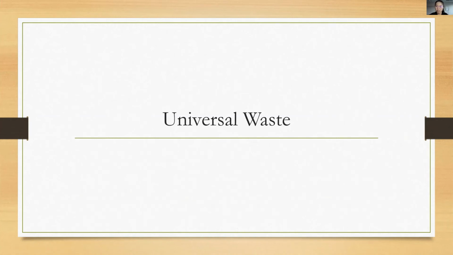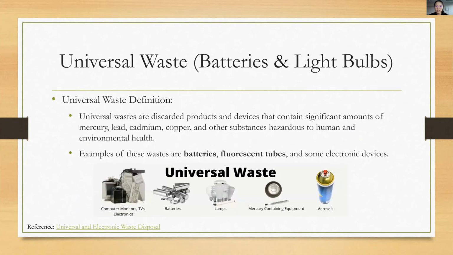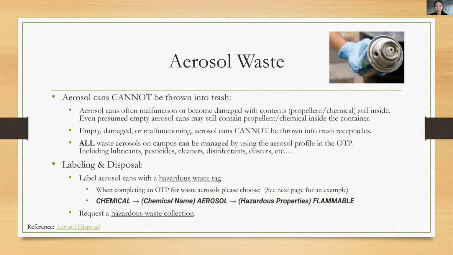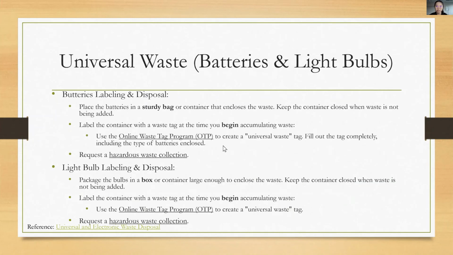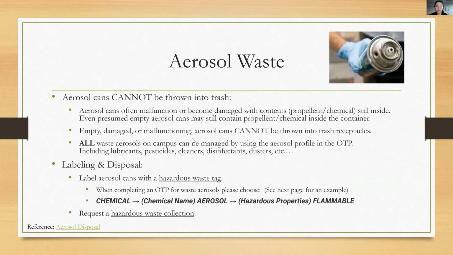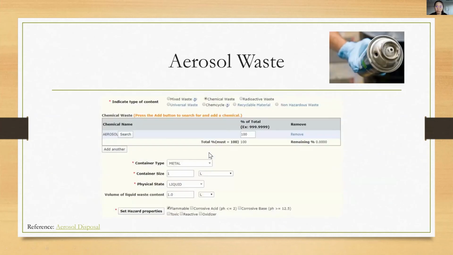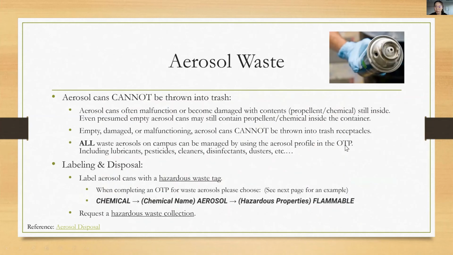There's also another classification called universal waste, which includes batteries, light bulbs, and aerosol cans. For those, you cannot just directly dispose of them into the trash. Make sure you bag them up and schedule a pickup. The detailed instructions for how to use the online tag program are already here.